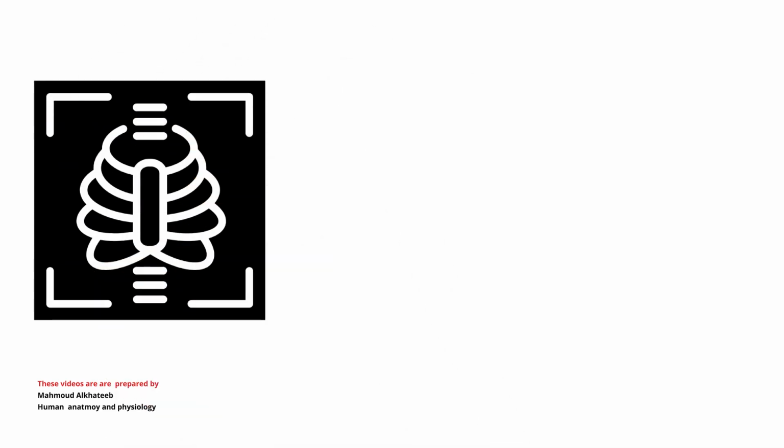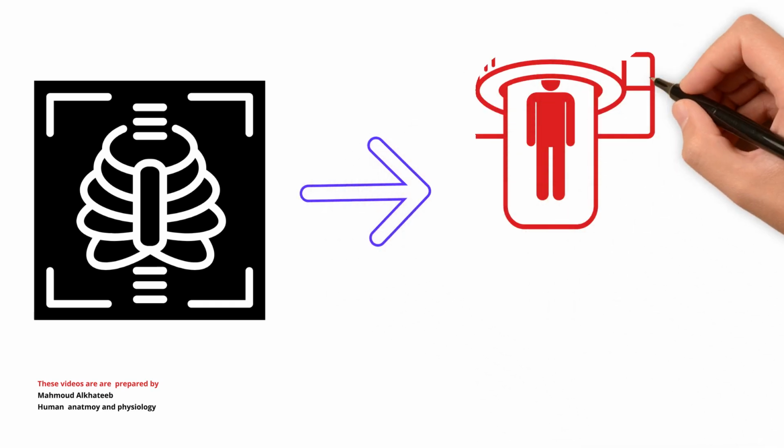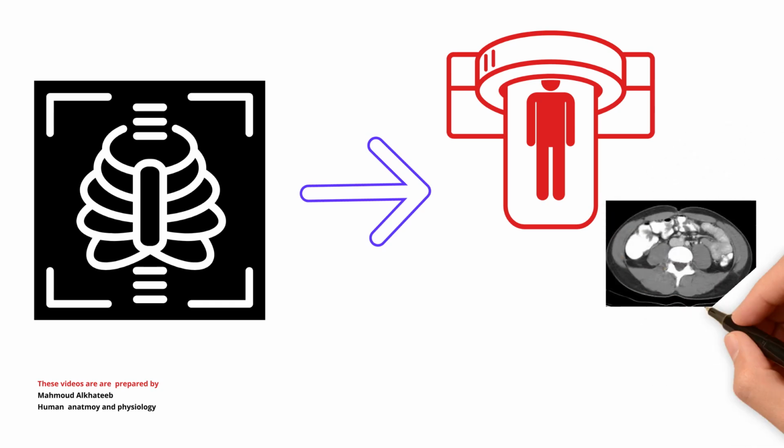In medical imaging like X-ray, MRI, and CT scan, anatomical planes are key in providing detailed internal views. For example, in an MRI, the transverse plane slices the body horizontally, offering cross-sectional views that help doctors diagnose issues in organs like the brain or abdomen.